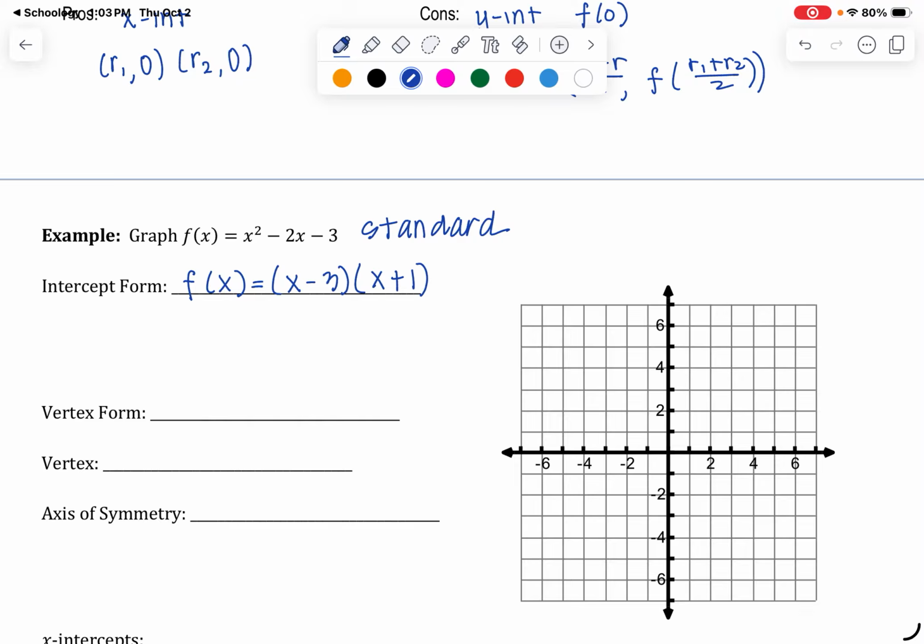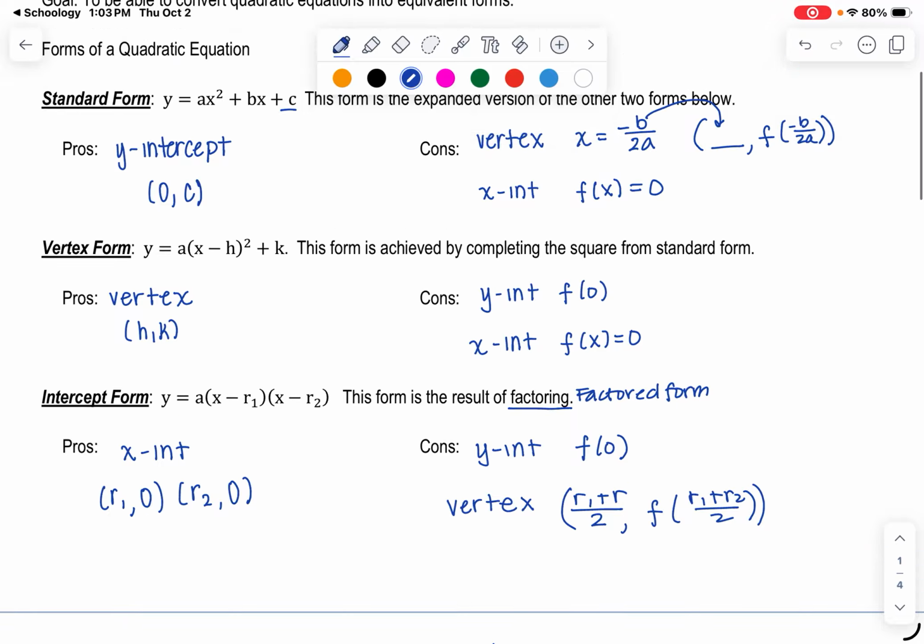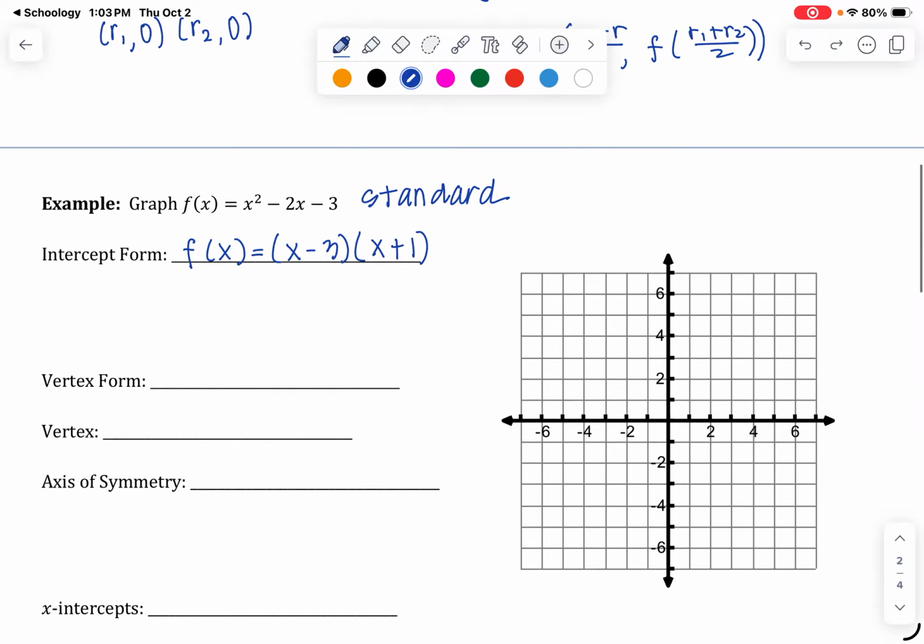So to get it in vertex form, vertex form looks like this. Notice it has a binomial squared in it, so we are going to have to complete the square in order to get vertex form. Now we already know how to complete the square, and it's not the only way to do it. So I'm going to show you two ways. But completing the square is going to give us that binomial squared. It's not the exact same steps because we're not solving for x, but they're very similar.